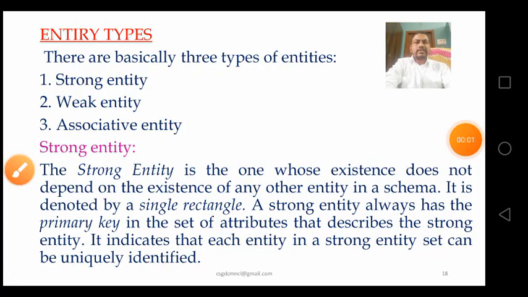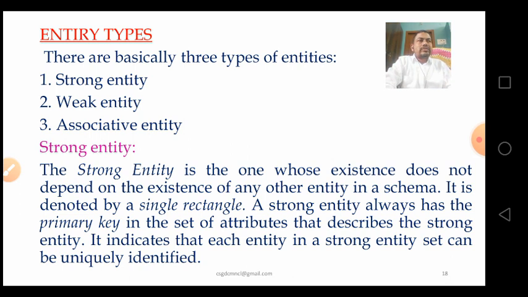Good morning, students. Today we are discussing entity types, different types of entities. In the previous class, we discussed entity relationship diagrams.